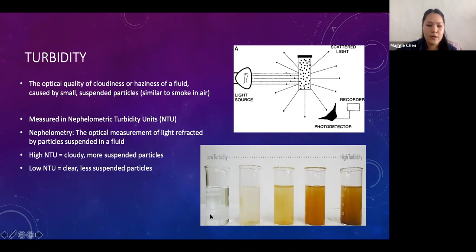So say if we have deionized water or runoff. The higher the NTUs, the more suspended particles; the lower the NTUs, the fewer suspended particles, and the more clear it is.